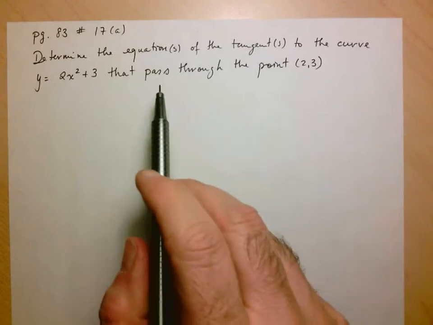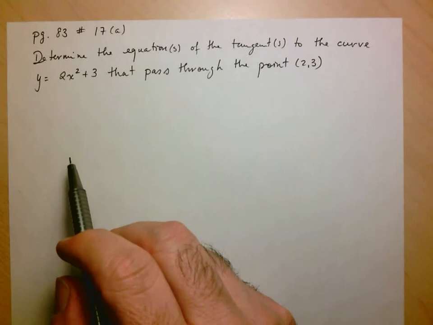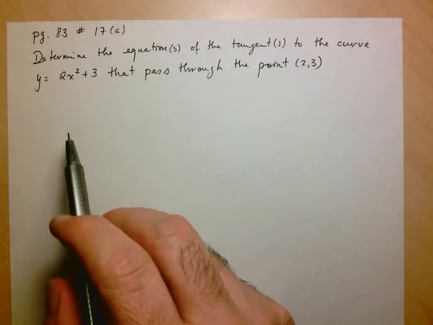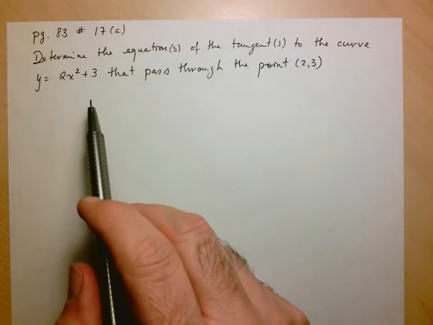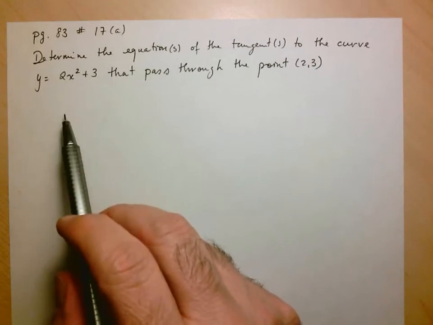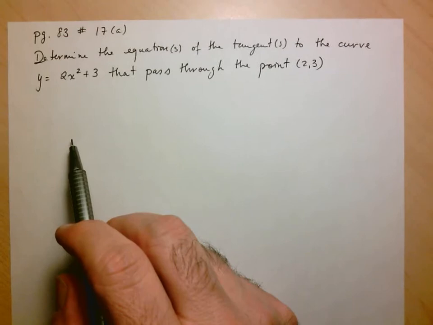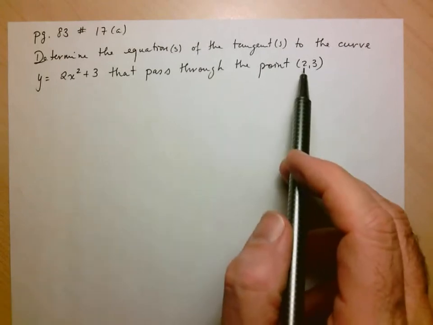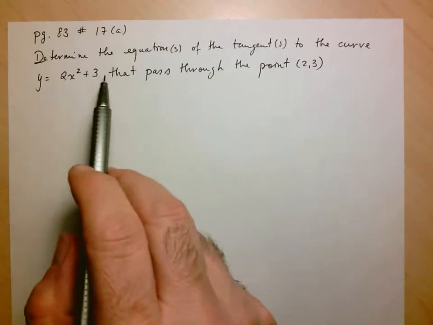Now at first glance this might look like a pretty simple question. There's certainly lots of questions where they give you a point on the curve and they ask you to find the equation of the tangent at that point to this curve. Except here, if you notice, the point (2, 3) is not on this curve.